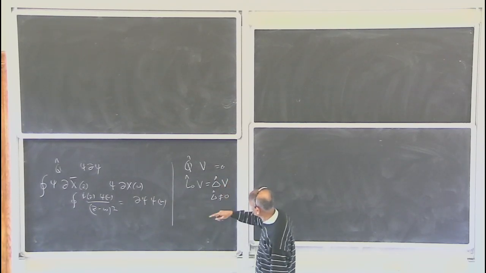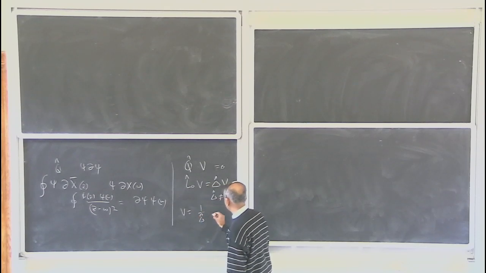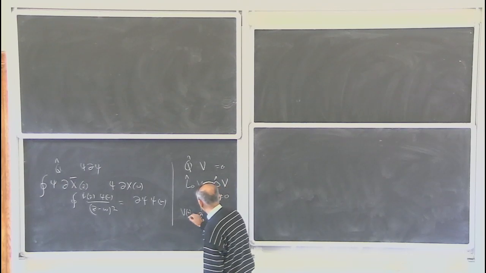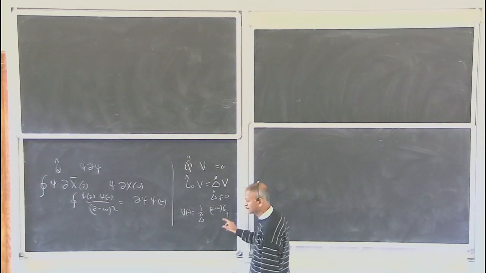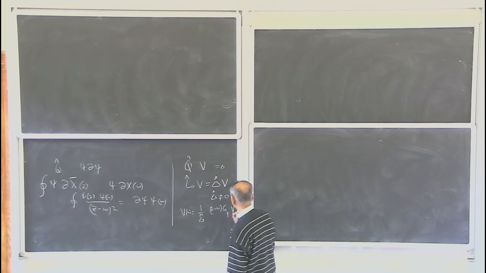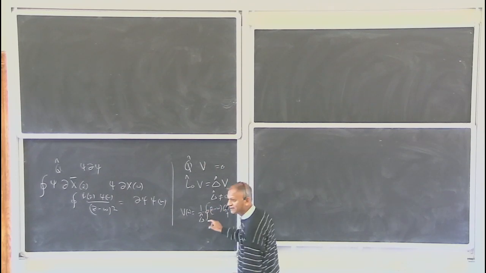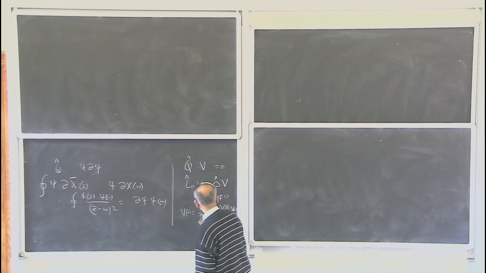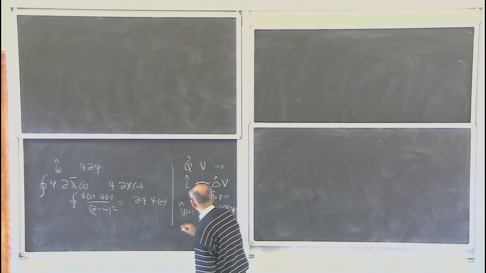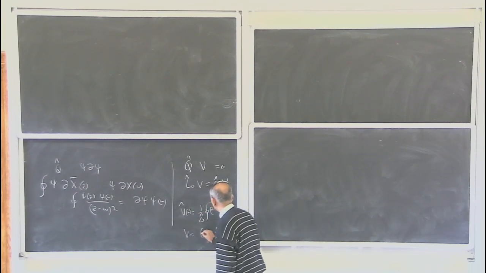Then you can write this v as 1 over delta hat, with, let's say this is w, this is z minus w, G plus acting on v, contour integral. Let's call this v hat. Then you can show that v is equal to Q v hat.